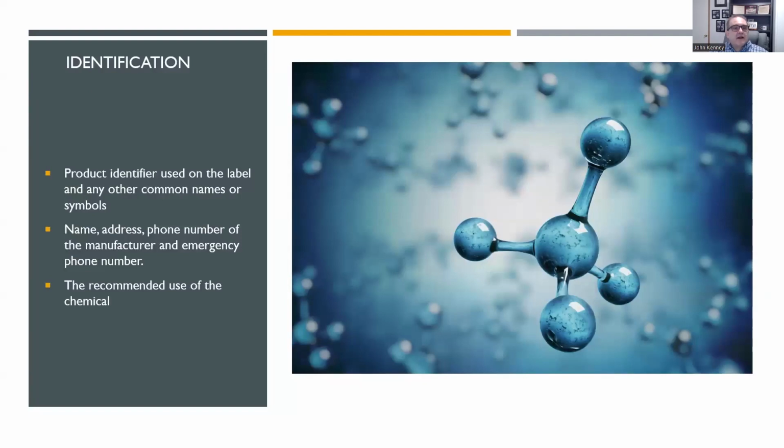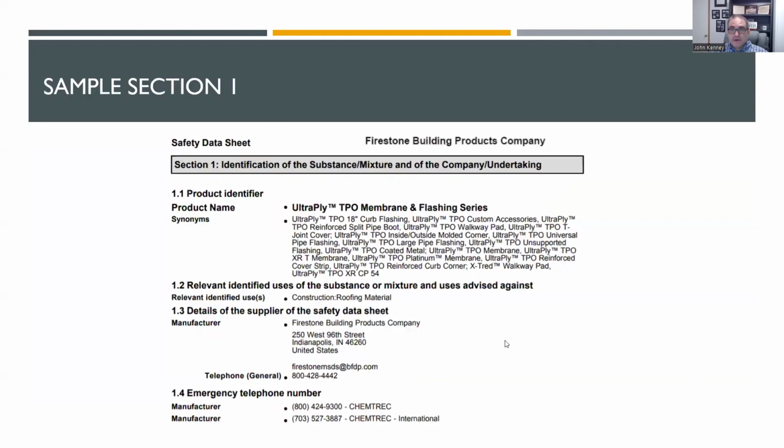Identification. Product identifier used on the label or any other common names or symbols. Names, addresses, and phone numbers of the manufacturer, and an emergency phone number. The recommended use of the chemical or product.